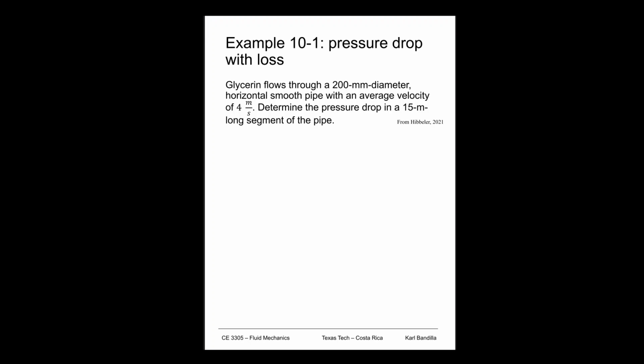This is example 10-1, pressure drop with loss. So we have glycerine flowing through a 200 millimeter diameter pipe. It's horizontal and smooth, and it has an average velocity of 4 meters per second. And we're asked to determine the pressure drop in a 15-meter long segment of the pipe. And to start out, we'll use our energy equation.